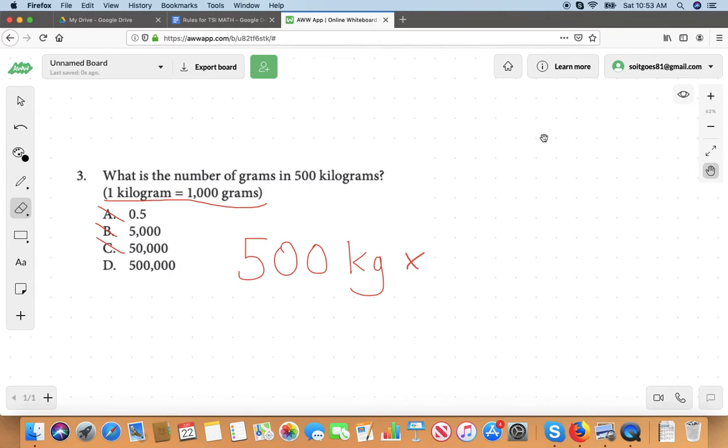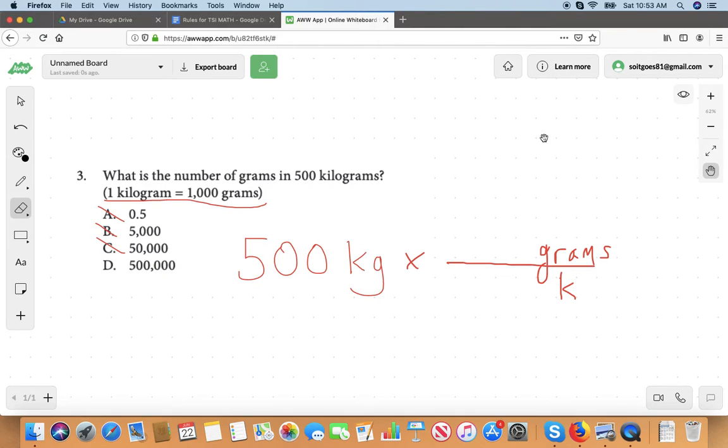I like setting them like this. I set up the fraction. And before I start putting any values in, I think about the units we're going into, right? We're going into grams. So I'm going to put grams in the numerator. Remember that it says in the rules, the unit you want to go into, put in the numerator, the unit you're going away from, put in the denominator. And we're going away from kilograms or kg.